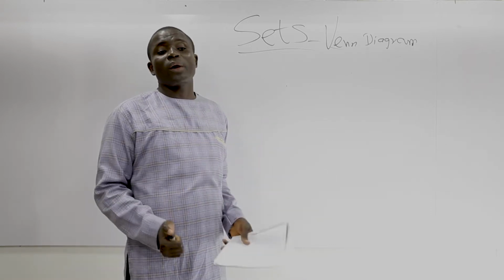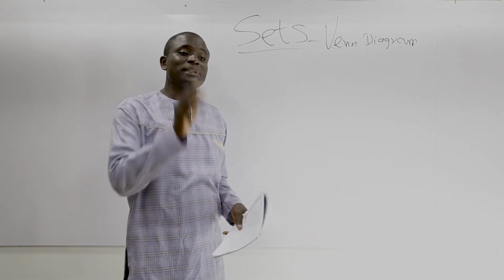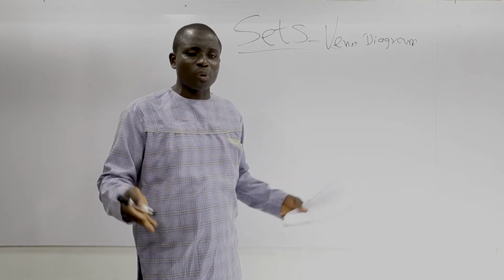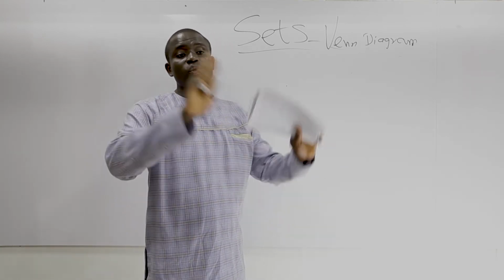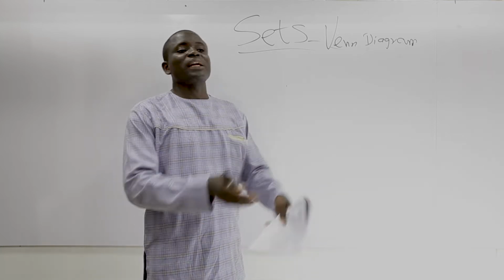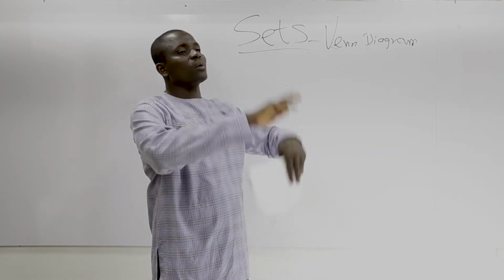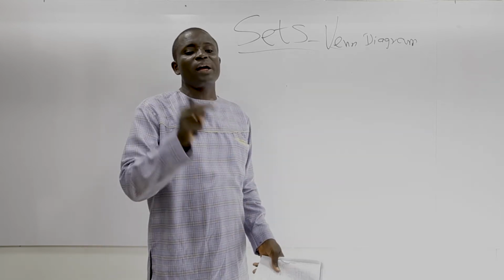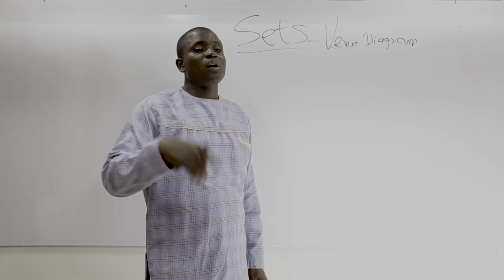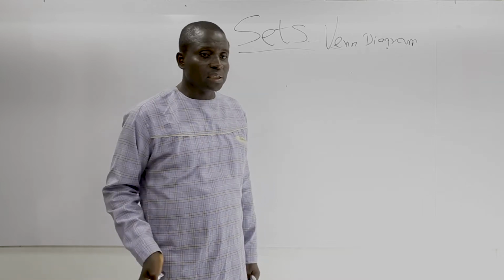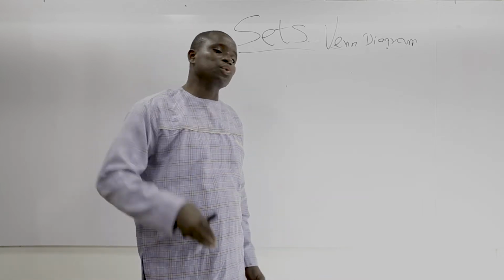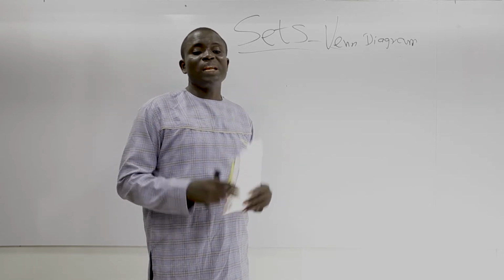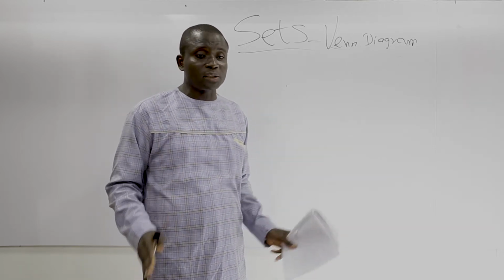So in an examination, don't wait for somebody to tell you whether the question is a three-set or two-set problem. It depends on the activity stated. For example, if a question states that in a particular class 17 offer mathematics, 25 offer English, and 14 offer social studies, you've mentioned three subjects, so it should tell you that it is a three-set problem.